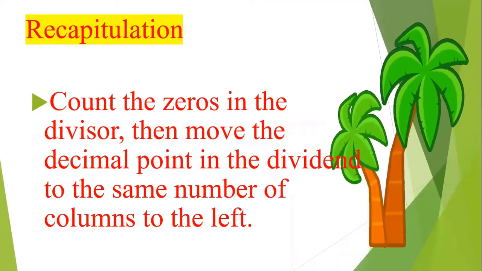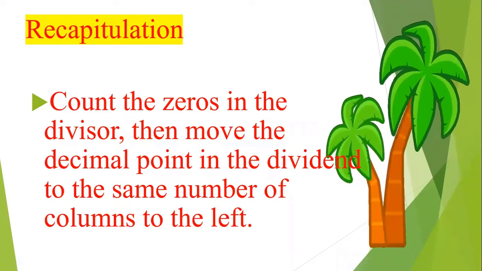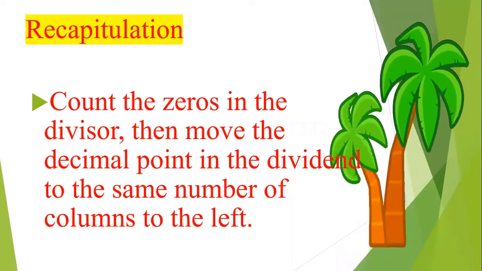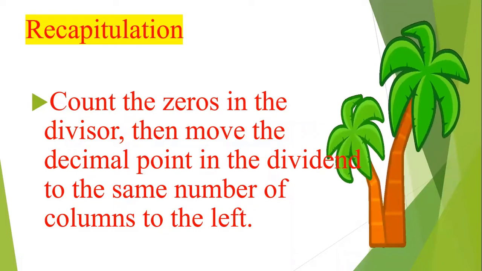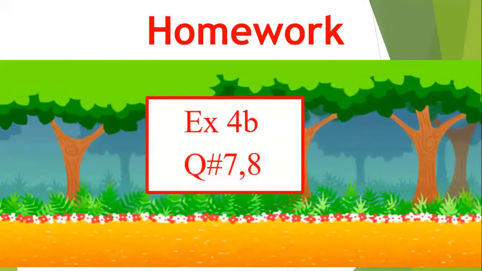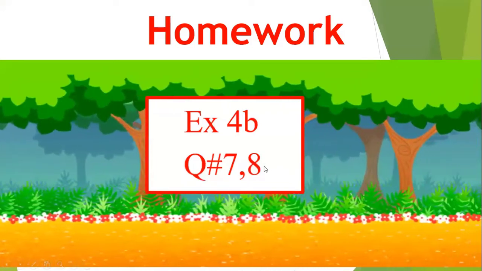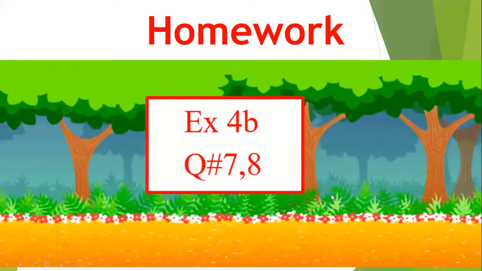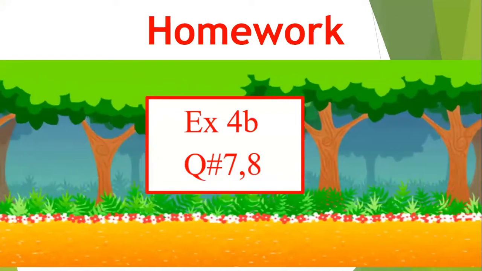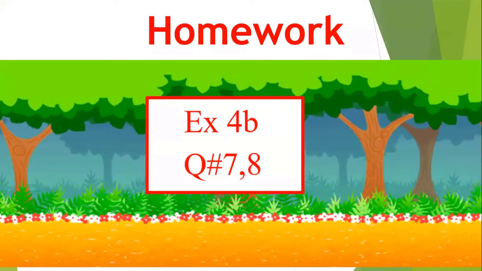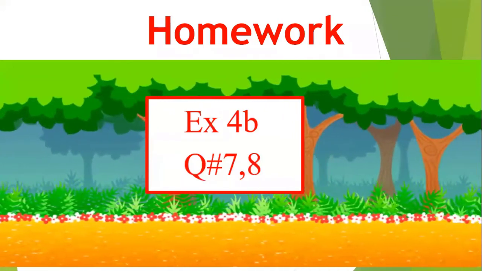Recapitulation. Count the zeros in the divisor, then move the decimal point in the dividend to the same number of columns to the left. Class, your homework is exercise 4B, question number 7 and 8. I hope you understood it well. If you don't understand anything, please watch this video again. Thank you.